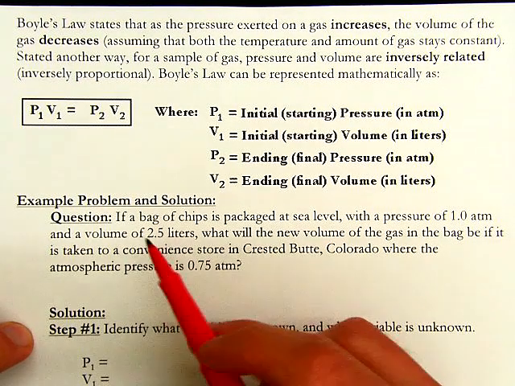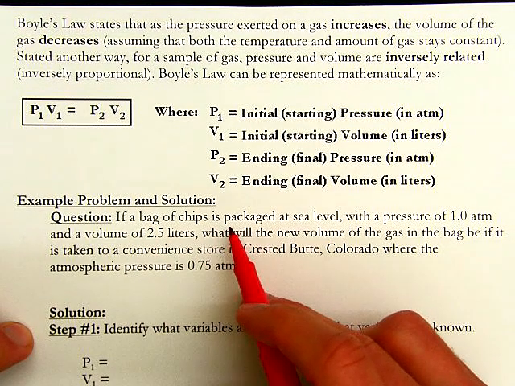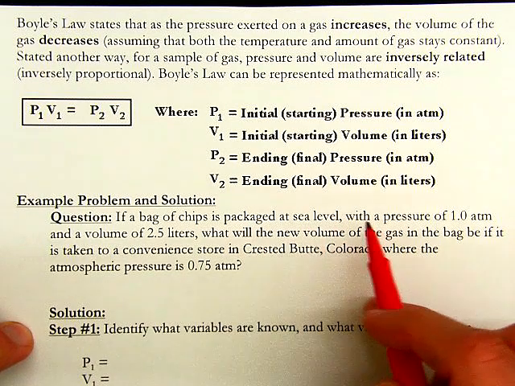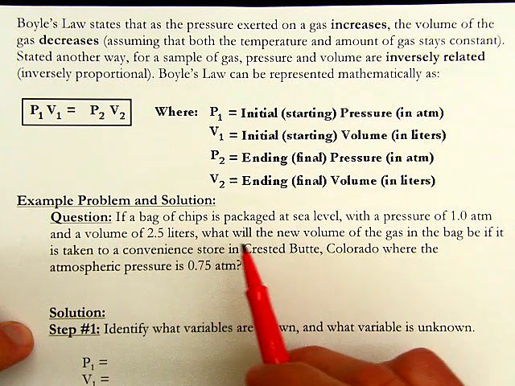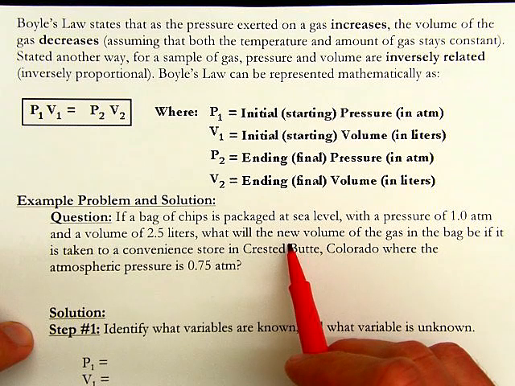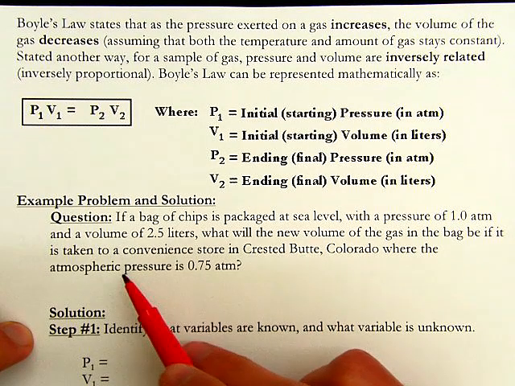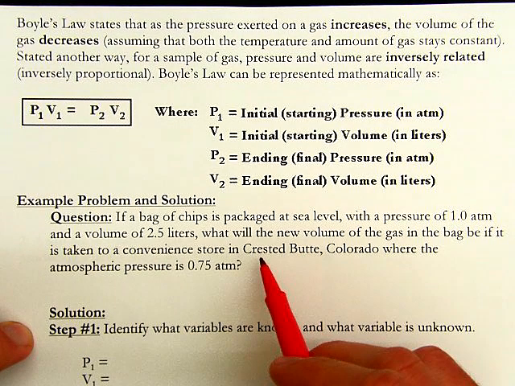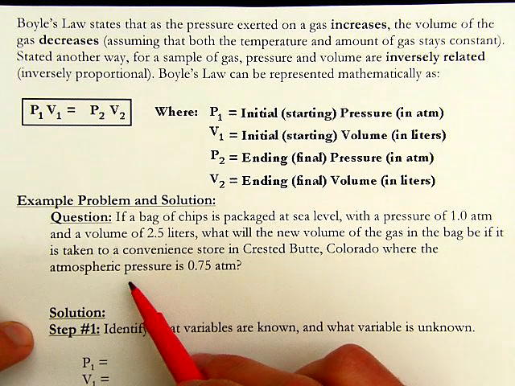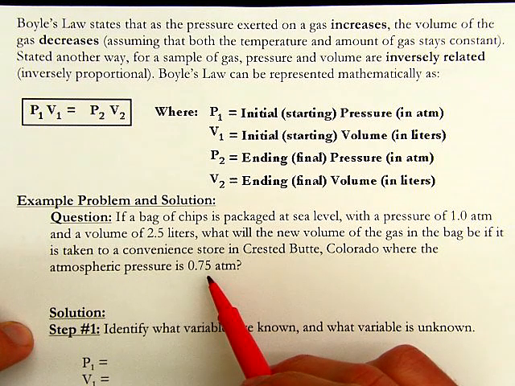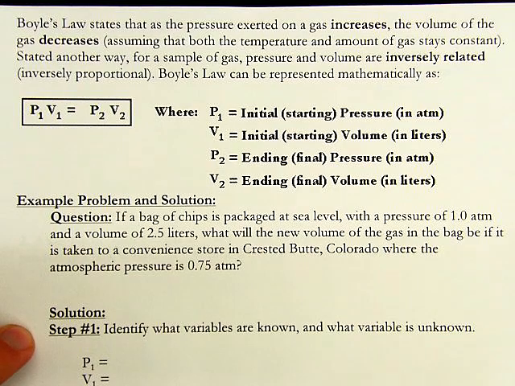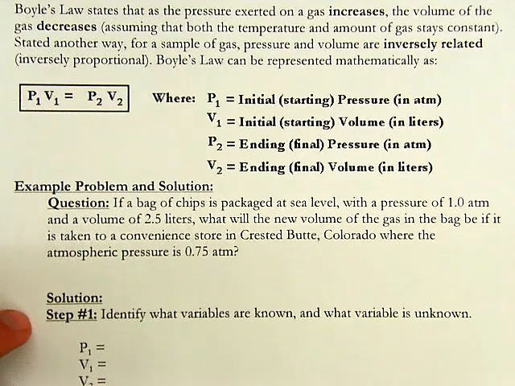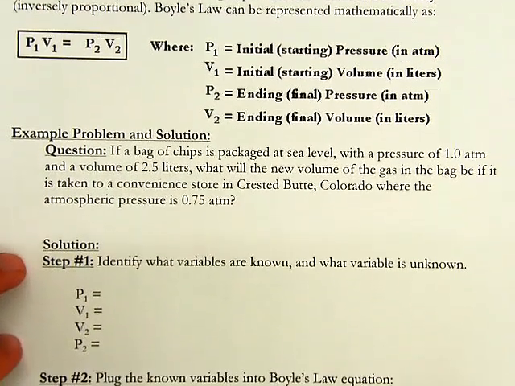So the first question says, if a bag of chips is packaged at sea level with a pressure of 1 atmosphere and a volume of 2.5 liters, what will the new volume of the gas be if the bag was taken to a convenience store in Crested Butte, Colorado, where the atmospheric pressure is 0.75 atmospheres? So the first thing we have to do is identify the variables. What do we know and what are we solving for?